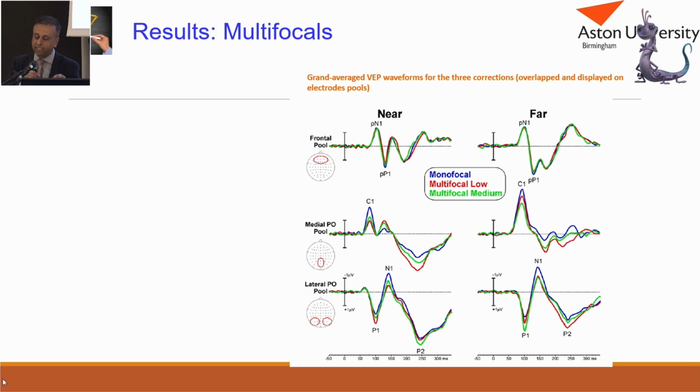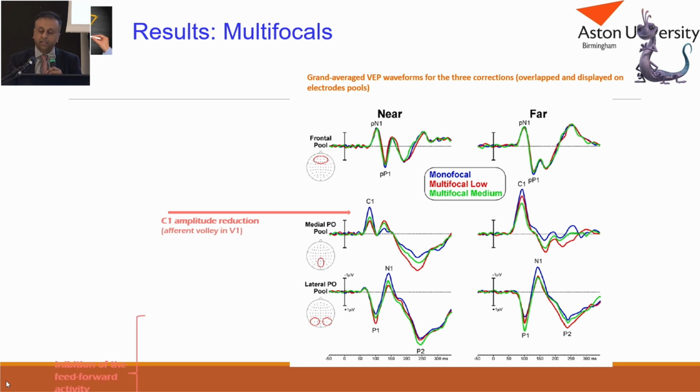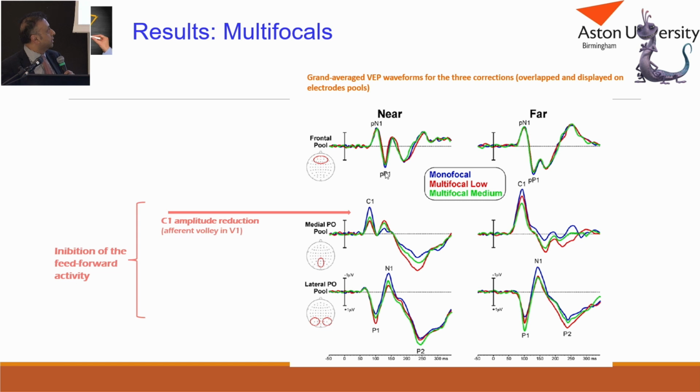So this is the complicated bit now. This is to look at the VEPs. First of all, I'm going to show you the multifocal results. Now, what happens when the signal goes in, there's an inhibition of the signal at around 60 milliseconds, but only in the occipital lobe, not in the parietal lobe. So you can see this picture here.